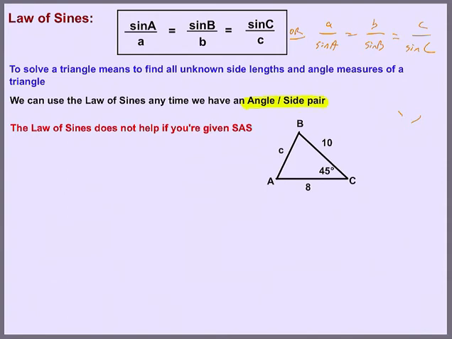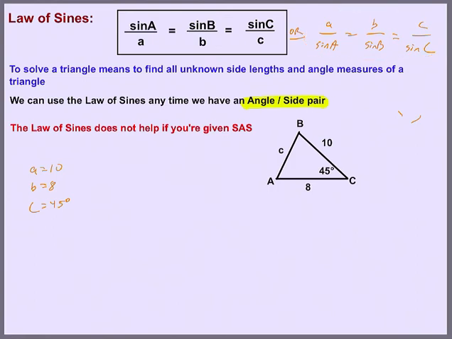For example, in the triangle you see in this picture, if I try to set up my law of sines, I'd run into a problem. I know that side A is 10 and side B is 8, and angle C is equal to 45 degrees, but none of these fractions would be fully filled in. Each one of them would have a missing hole.